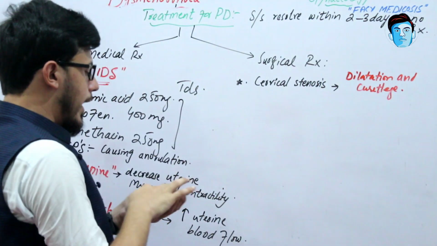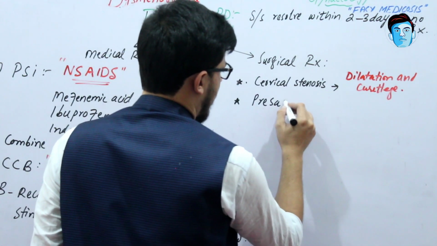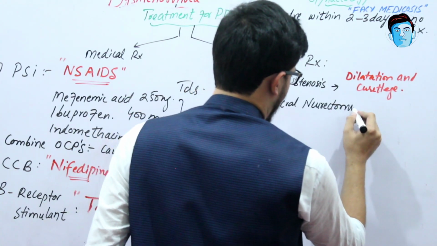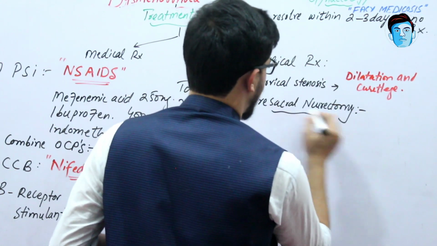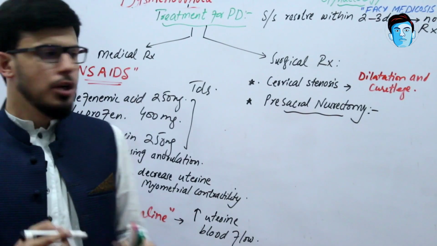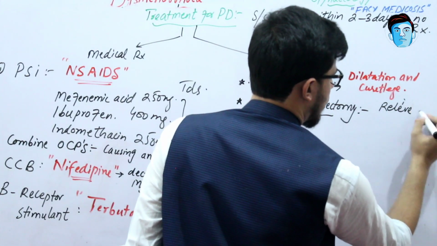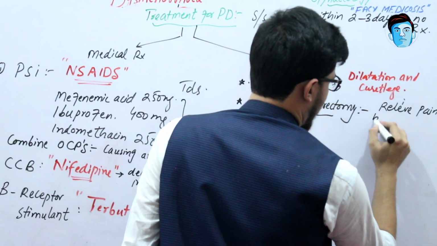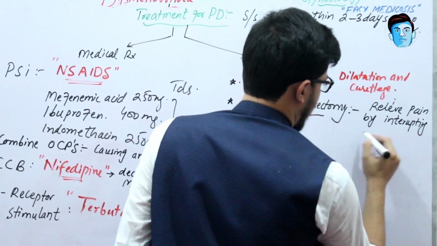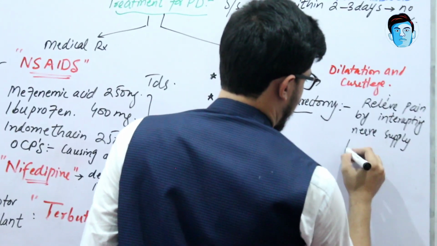Another approach is presacral neurectomy. Actually, what we do in presacral neurectomy is relieve the pain by interrupting the nerve supply to the uterus.